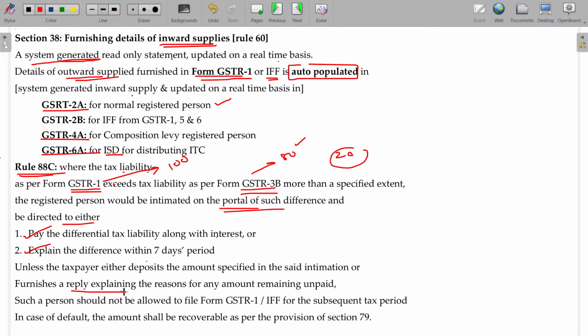If the person does not furnish a reply explaining the reason for the amount remaining unpaid, such a person should not be allowed to file the GSTR 1 or IFF for the subsequent tax period. There we have seen IFF and GSTR 1 cannot be filed if the earlier tax period returns remain unfiled. So it's repetition, okay.